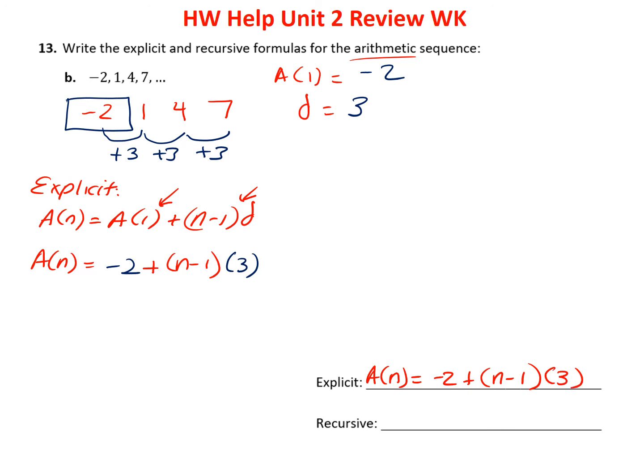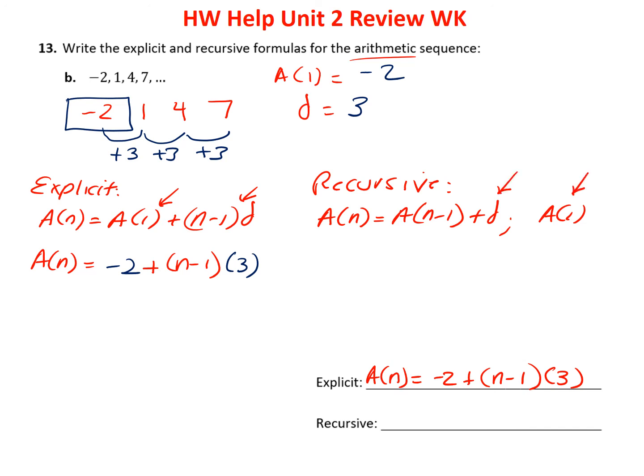For my next one, for my recursive, the model form for that is that the nth term equals the previous term, the n minus 1 term, plus the d, and then we need to state whatever a1 is. So in this case, I need to put an answer for there and for there. Substitute again from what I know.